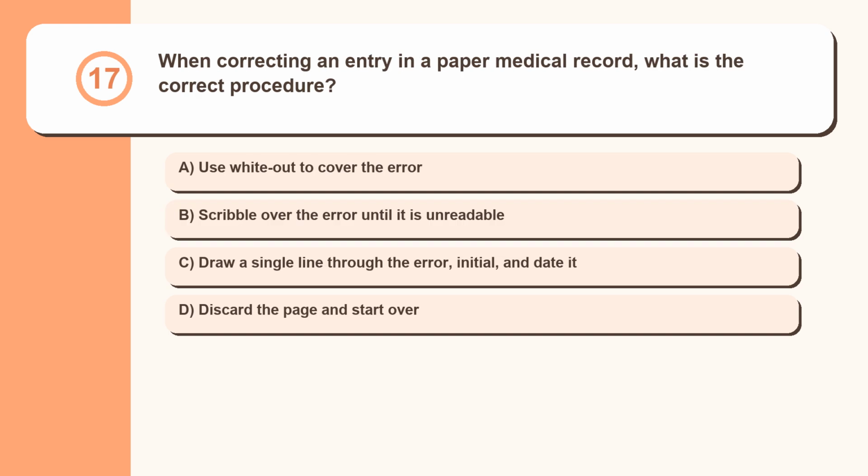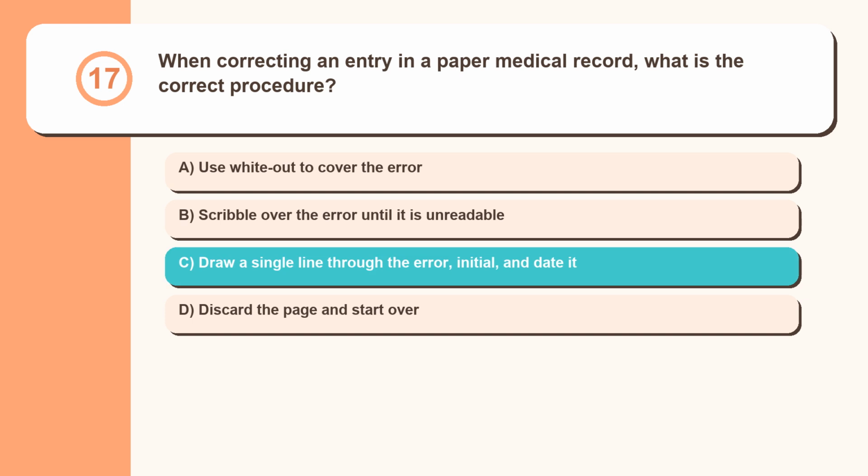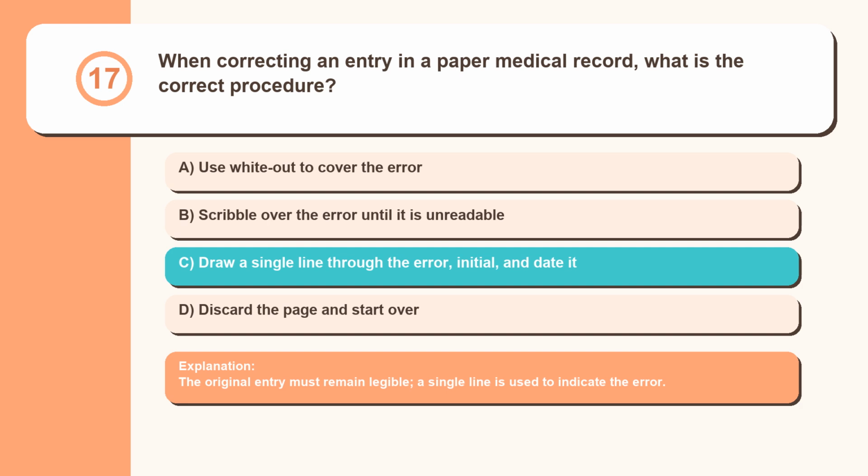Question 17. When correcting an entry in a paper medical record, what is the correct procedure? Use whiteout to cover the error. Scribble over the error until it is unreadable. Draw a single line through the error, initial, and date it. Discard the page and start over. The original entry must remain legible. A single line is used to indicate the error.